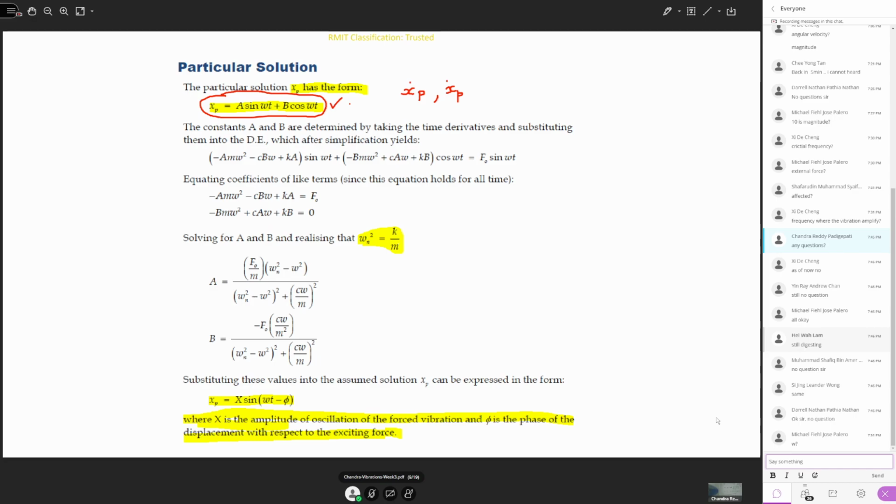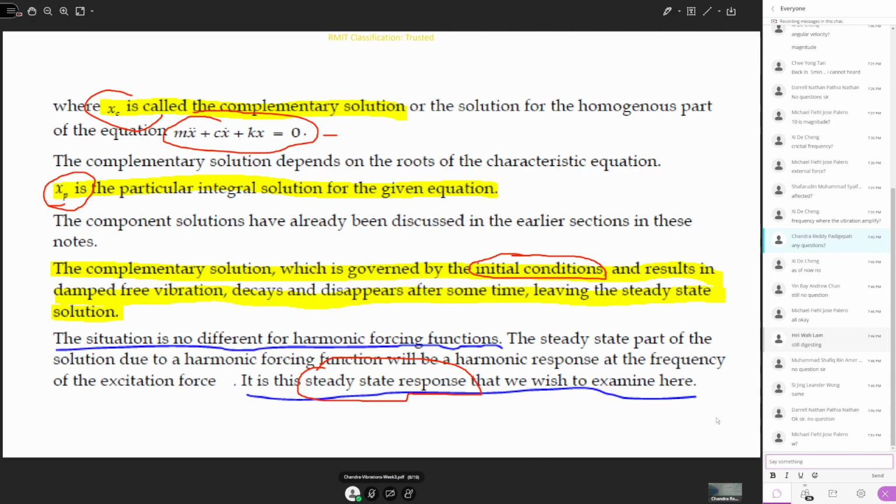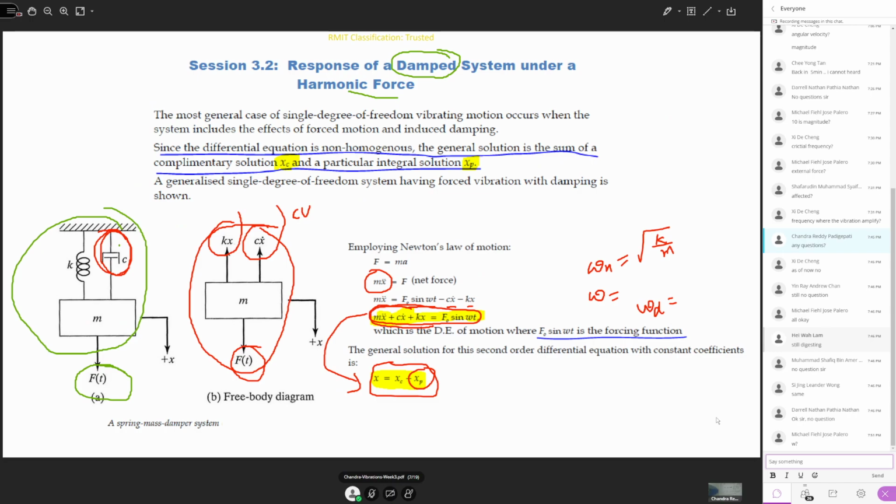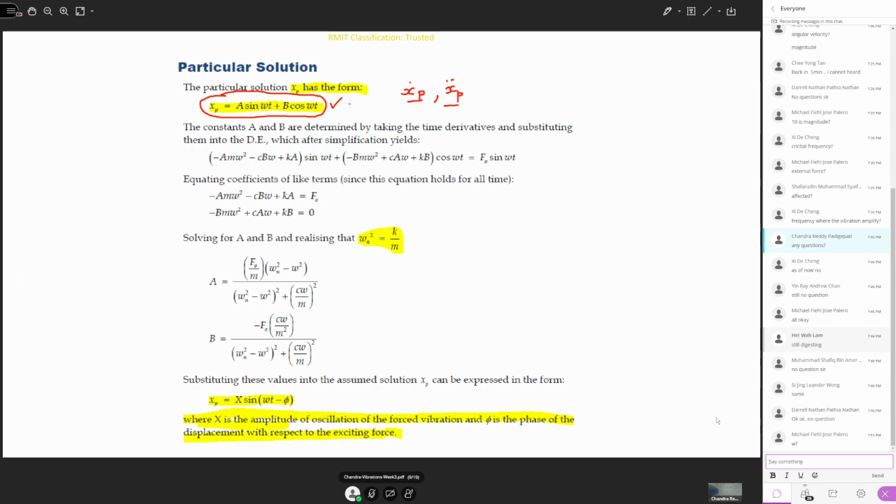So this is the displacement, and you are taking velocity and acceleration. Now these you substitute back into the equation. So what is the equation? This is the equation: m x double dot plus c x dot plus k x is equal to, not 0, but f naught sine omega t. Once you substitute xp dot and xp double dot in the equation, you will get this expression.